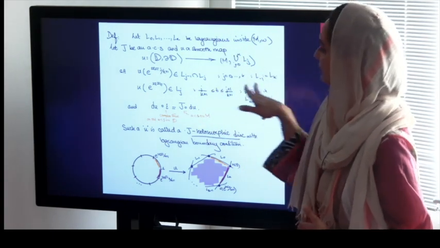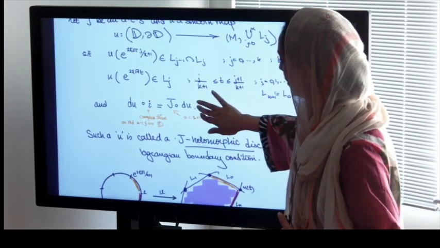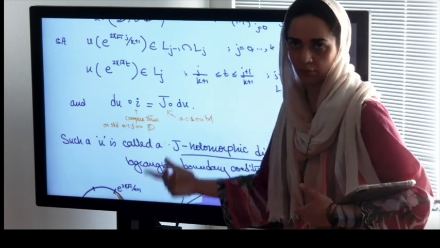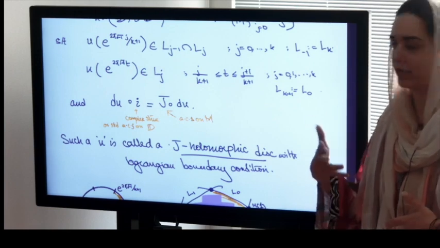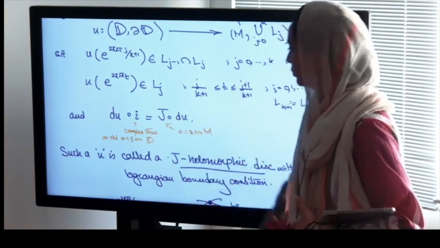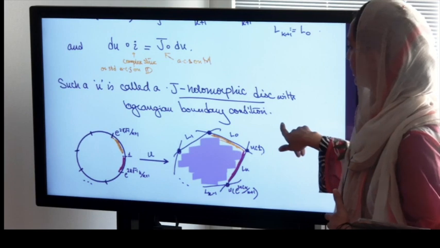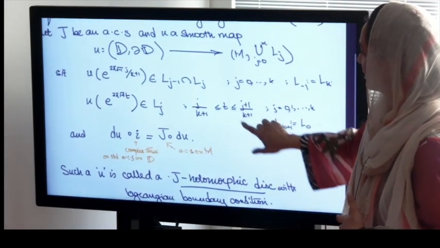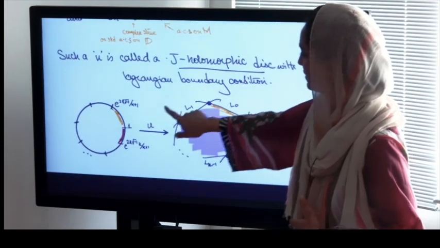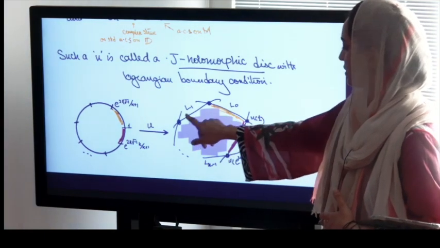Okay? So I have all these formulas here that you don't need to look at, but this is the same condition that I've written before. So the complex structure on the disk is the standard complex structure given by the square root of minus 1. And so it's a similar Cauchy-Riemann equation for this almost complex structure J. And then such a u is called a J-holomorphic disk with Lagrangian boundary conditions. What does that mean? These formulas just mean that you have k plus 1 marked points on the boundary of the disk that get mapped to the intersections of Lagrangians.